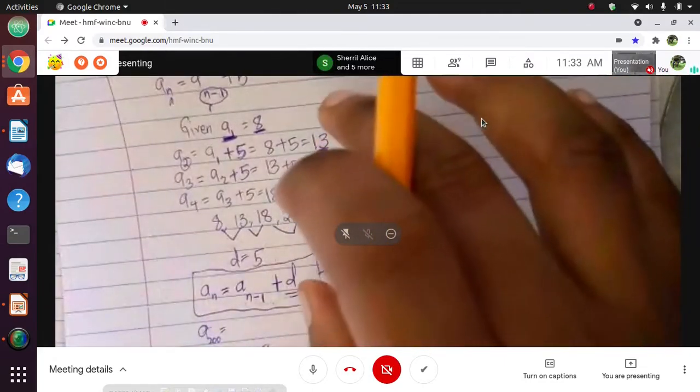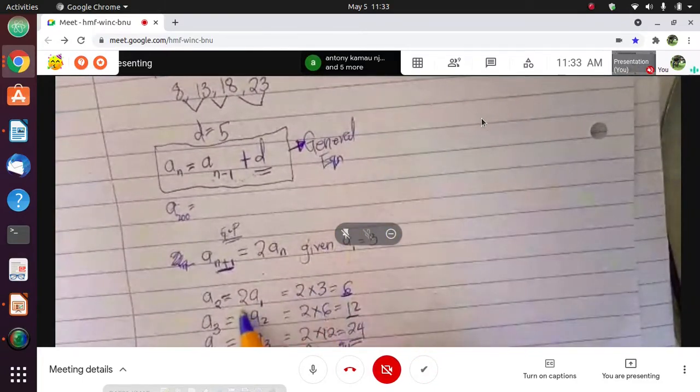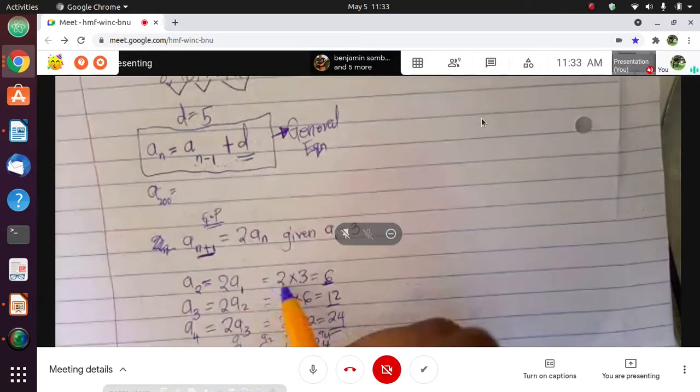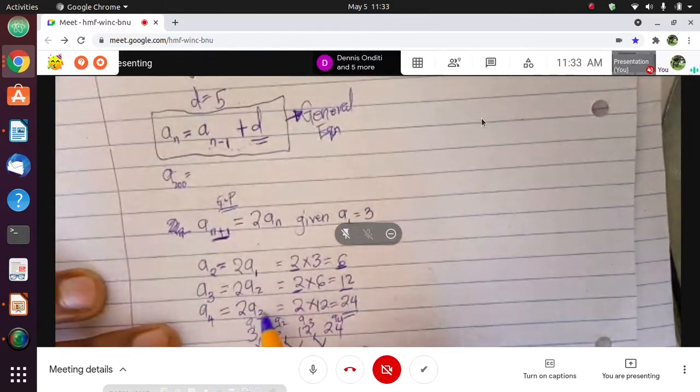I want you to see the similarity in this recursive geometric and arithmetic. For geometric, what we are doing is we are taking the common ratio R, which you have seen is 2, and we multiply it by the previous term to get the next term. For example, A2 will be 2 times A1. A3 will be the common ratio times the previous term. A4 is 2 times A3.